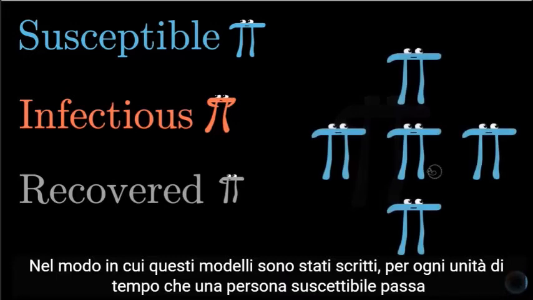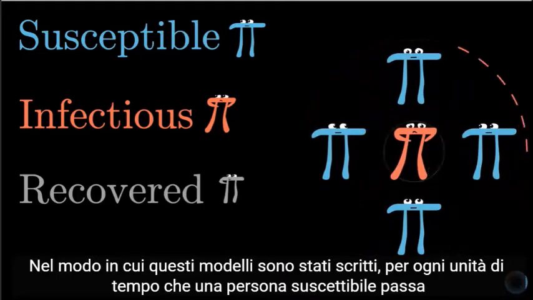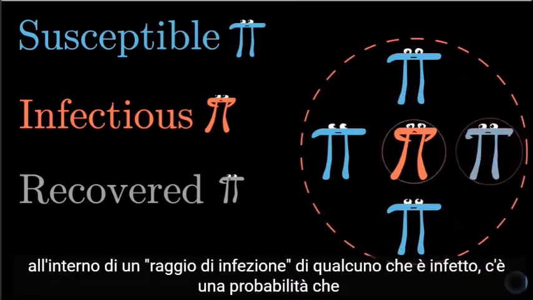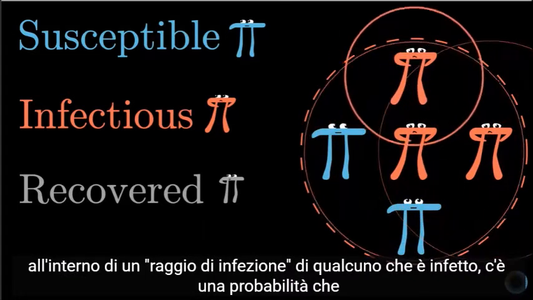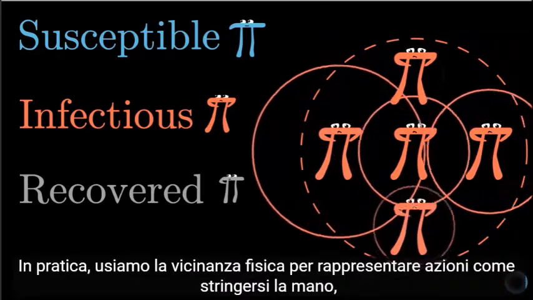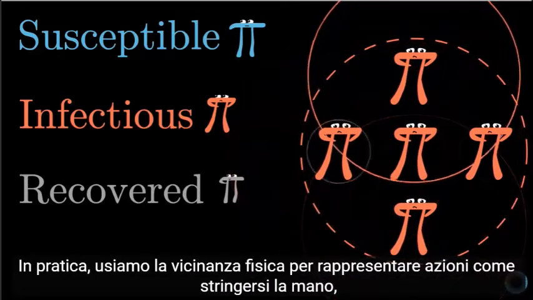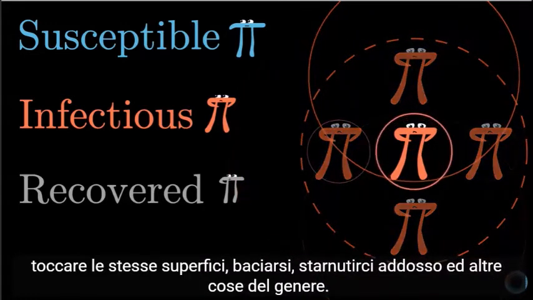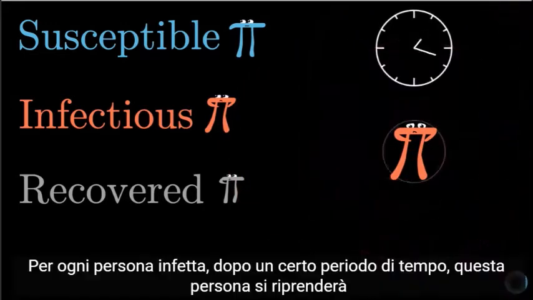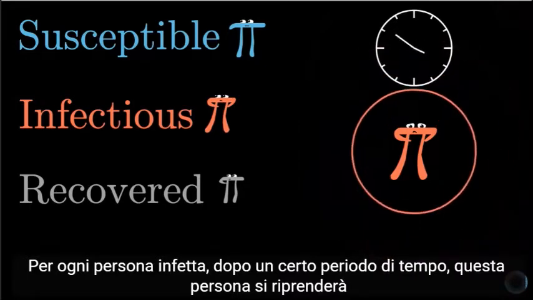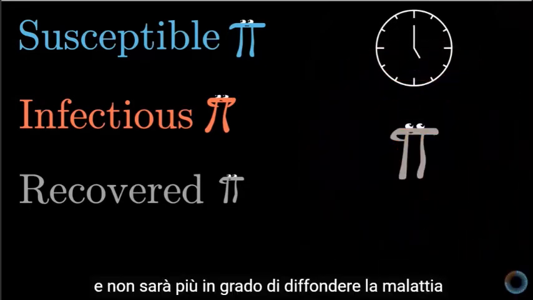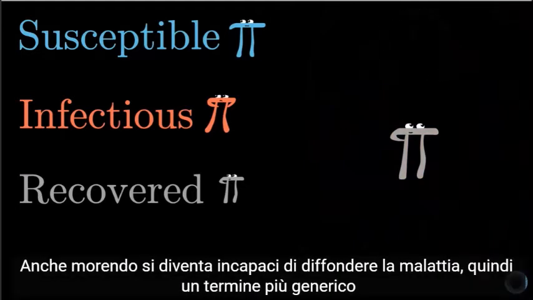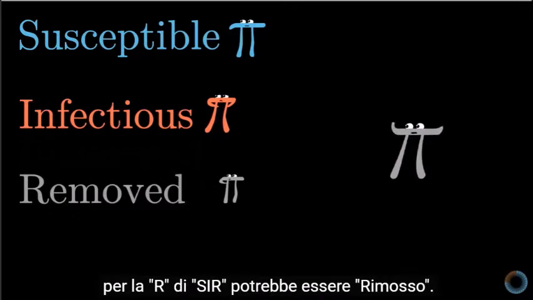The way I've written these, for every unit of time that a susceptible person spends within a certain infection radius of someone with the disease, they'll have some probability of contracting it themselves. So we're using physical proximity as a stand-in for things like shaking hands, touching the same surface, kissing, sneezing on each other, all that good stuff. Then, for each infectious person, after some amount of time, they'll recover and no longer be able to spread the disease. Or if they die, they also won't be able to spread it anymore. So as a more generic term, sometimes people consider the R in SIR to stand for removed.